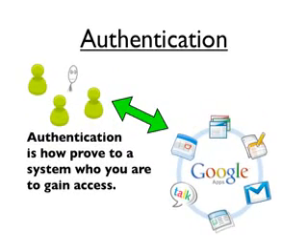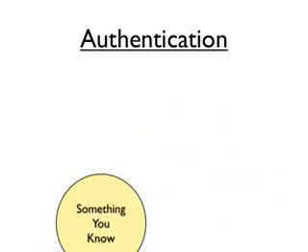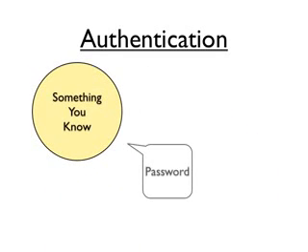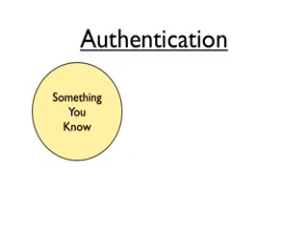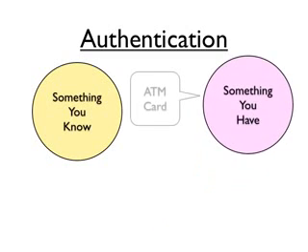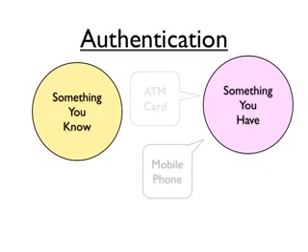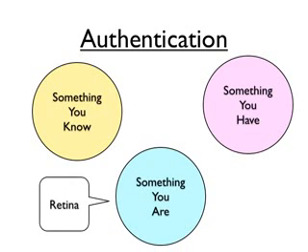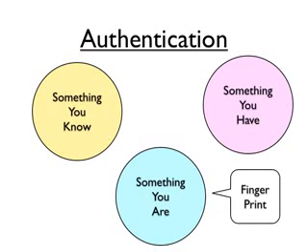First, authentication is where you prove to a system who you are in order to gain access. That way, you can get in and other valid users can get in, but the bad guy cannot. This is made up of something you know, such as a PIN number or a password. It could be something you have, such as an ATM card or a mobile phone, or something you are, such as a retina scan or a fingerprint.